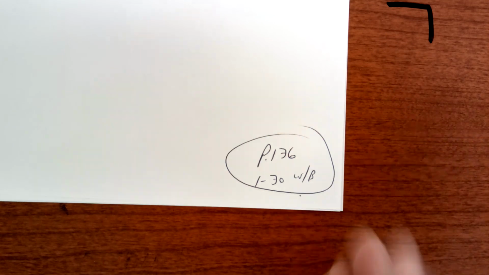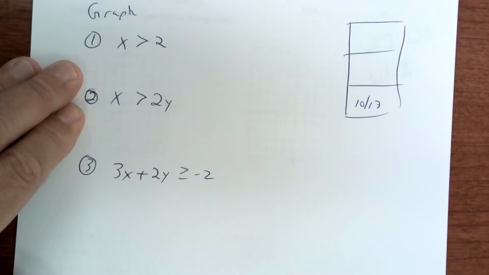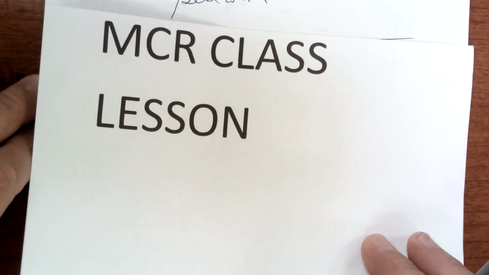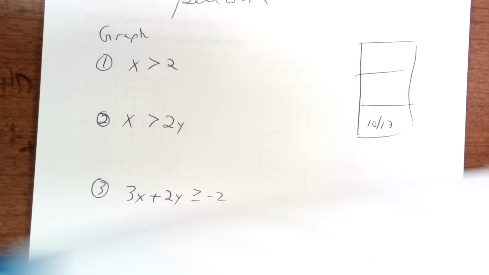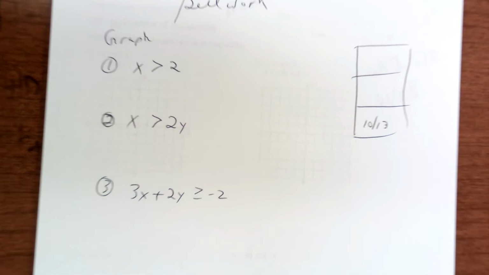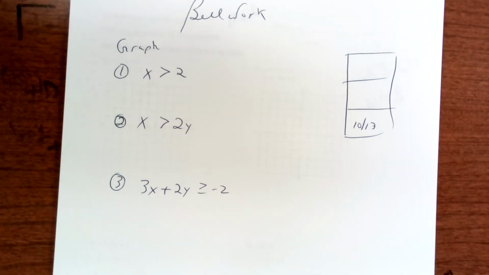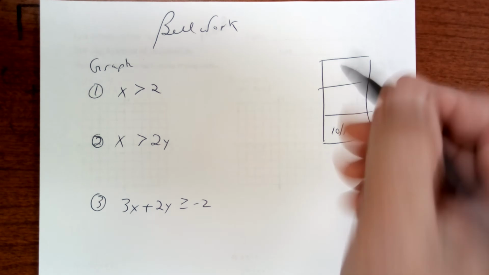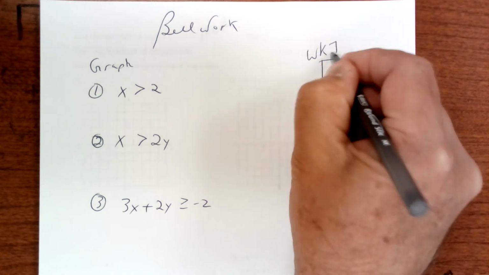Let's turn our attention now to MCR. So those of you following me at home, here we go with MCR. So there's no mistake, okay? Let me make this a little bit smaller so I have some room to work. All right, so graph those. Now label your bell work before we get started as week 1, quarter 2.